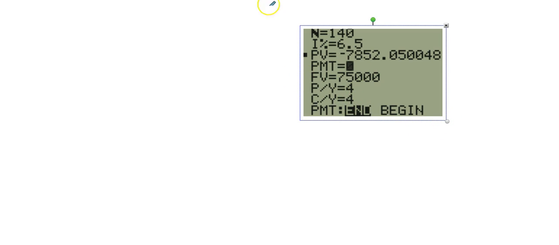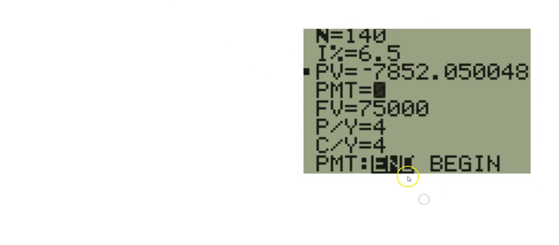This one is much easier if you can use the calculator directly. So that's what you have. The present value is 7,852. Round it to the nearest 100 to give you $7,900. Right? This is another way of doing this same problem.